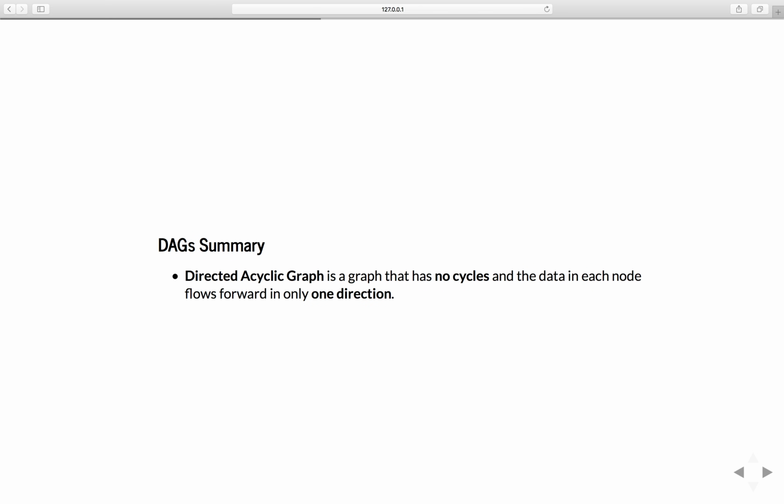So in summary, we talked about directed graphs and acyclic graphs. A directed acyclic graph is a graph that has no cycle and the data in each node flows forward in only one direction. I know there's a lot of information to unpack there about directed acyclic graphs. If people ask you what a directed acyclic graph is, you just need to remember one word, and that word is what I have highlighted here: one direction, because they flow in one direction.